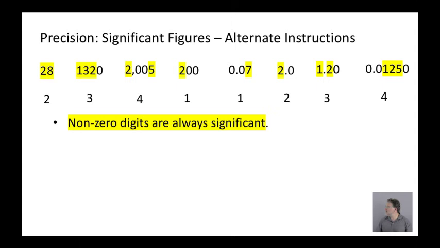You can take a look at each one of those: the 2 and the 8, the 1, 3, and 2, the 2 and the 5, the 2 and the 200, and so on and so forth. All of those non-zero digits are significant.